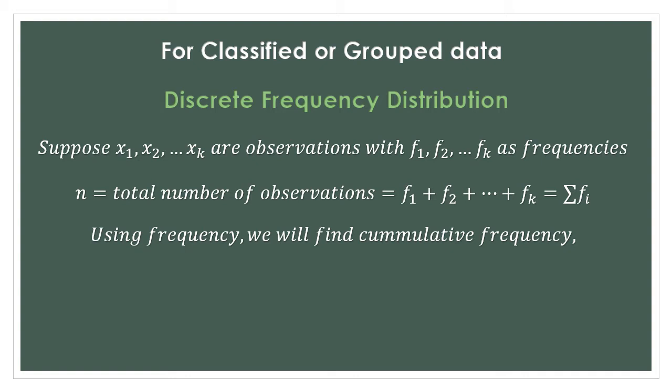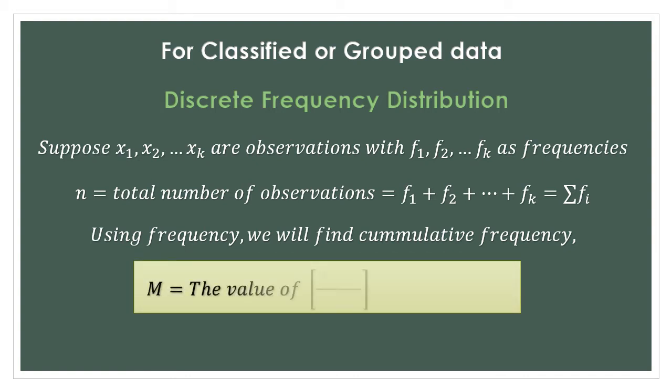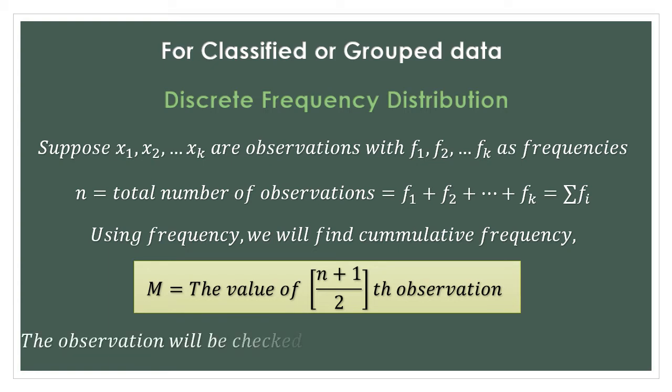So we will be calculating cumulative frequency using the frequencies available, and then the formula will be the same as what we did in the previous. That means the value of the (n plus 1) upon 2th observation. But after calculating that, that particular observation is found using the cumulative frequency. That's the concept here. That also I will be explaining in detail in the illustrations. Now that observation will be checked in the cumulative frequency column. Okay, so I will explain that in the later sums.